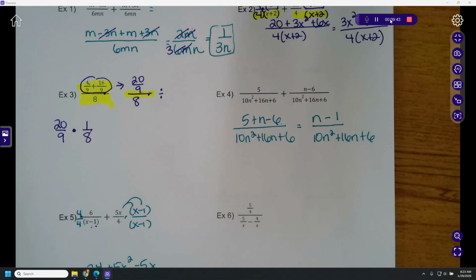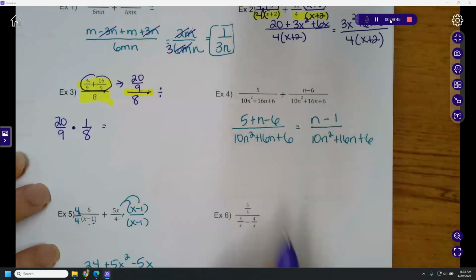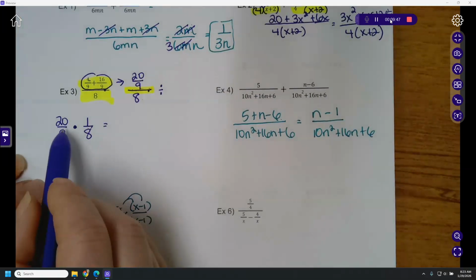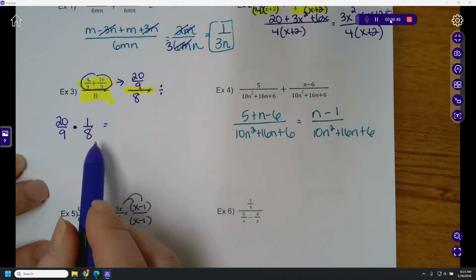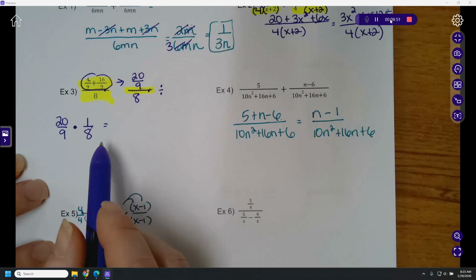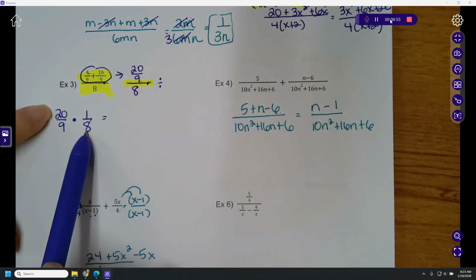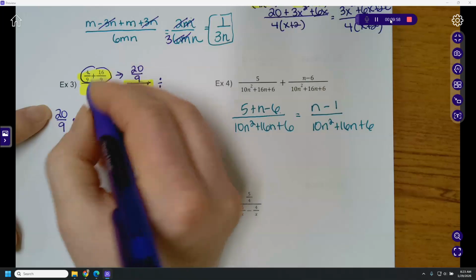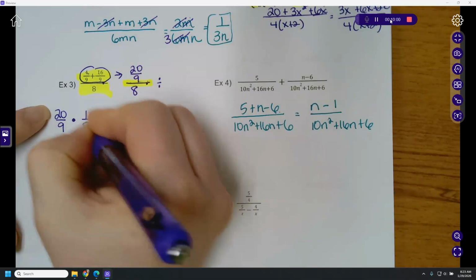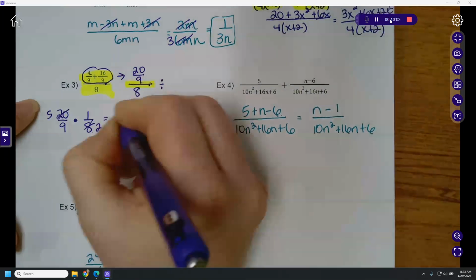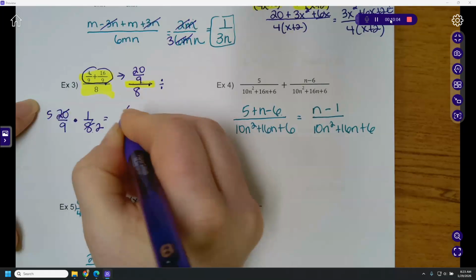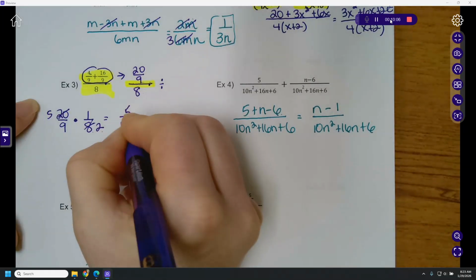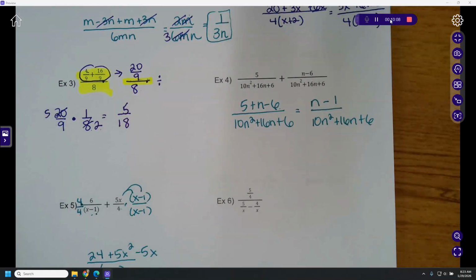Then the only thing that I can do is I notice that I could go 20 over 72 and then simplify, but I'm going to simplify before I do that. What can we take out of both 8 and 20? 4. So 4 goes into 8 2 times and into 20 5 times. Then I'm left with 5 on the top over 9 times 2, or 18.